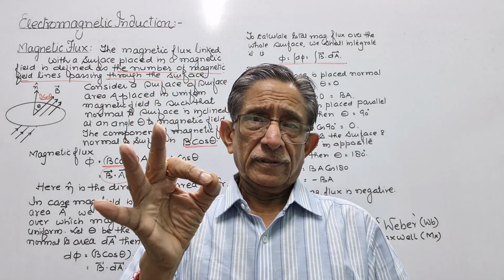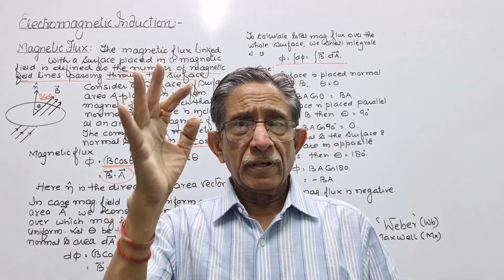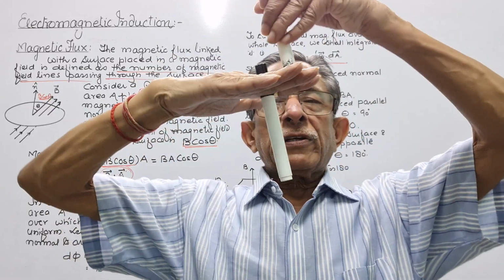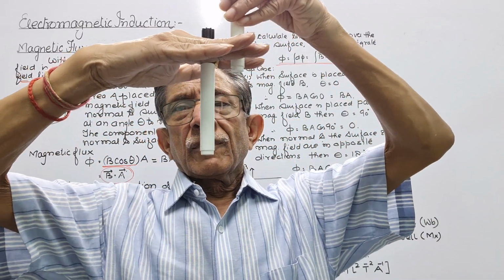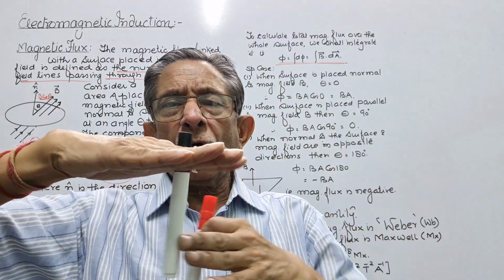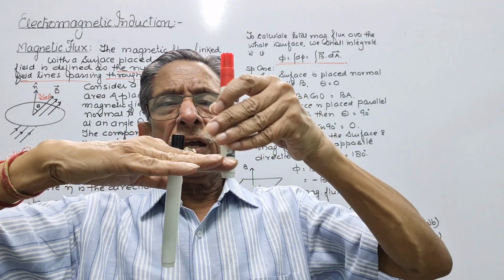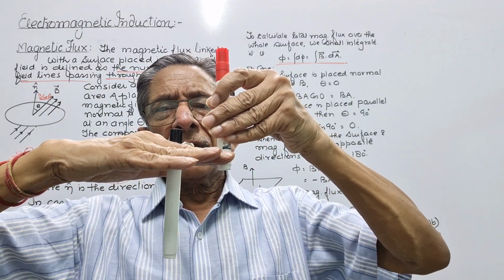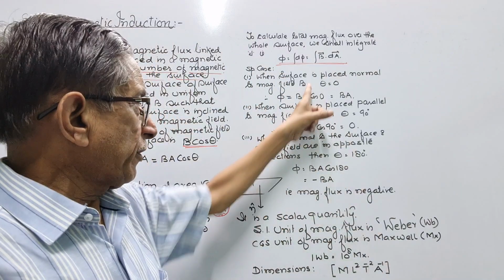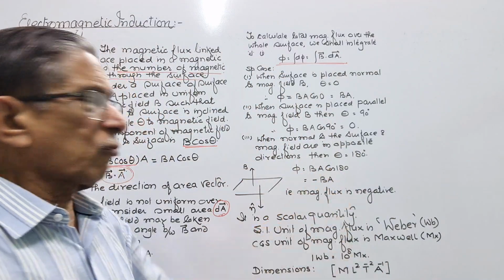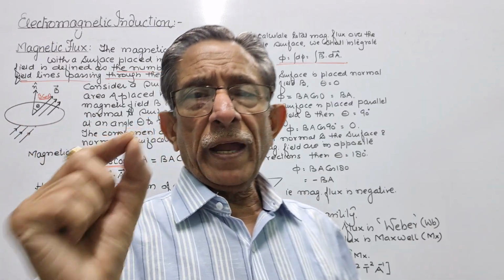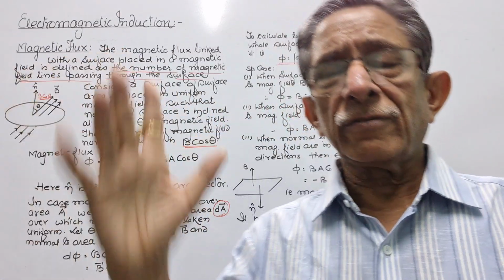And third case, if the normal to the surface and magnetic field are oppositely directed, they are opposite to each other, then theta is equal to 180. Cos 180 is equal to minus 1, so flux is equal to minus BA. In this case, magnetic flux is negative.